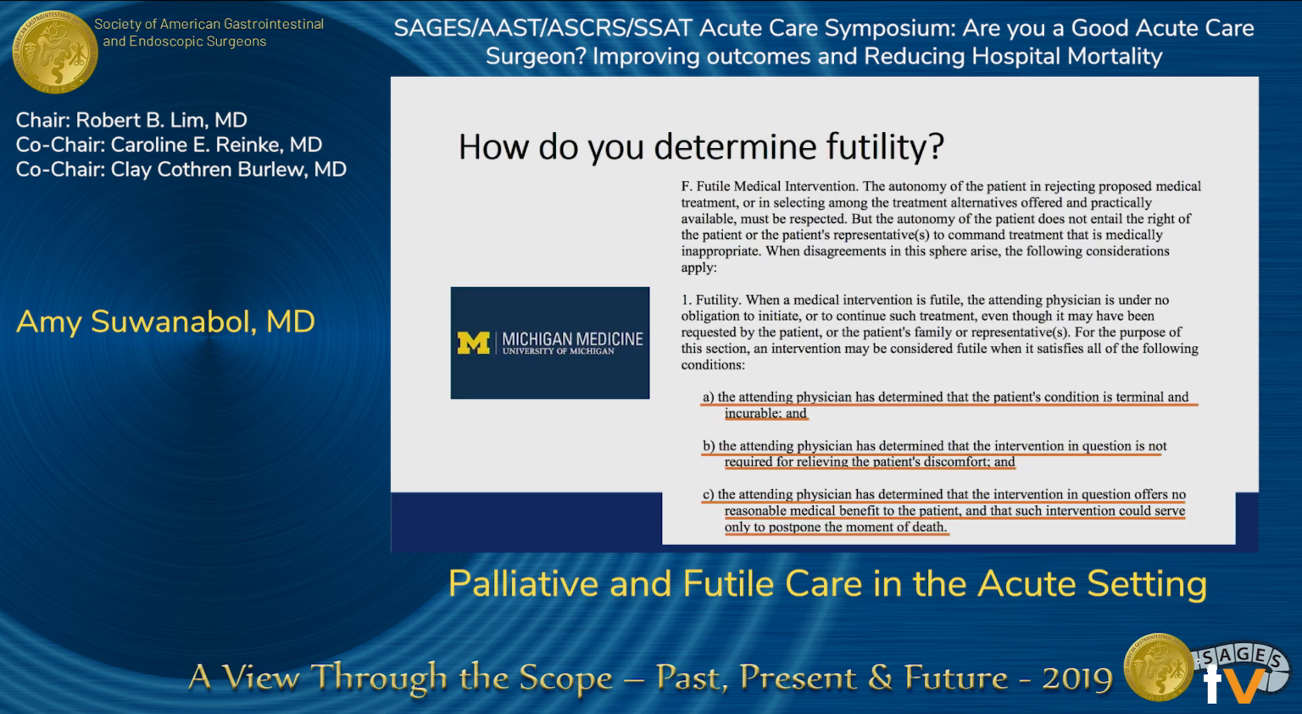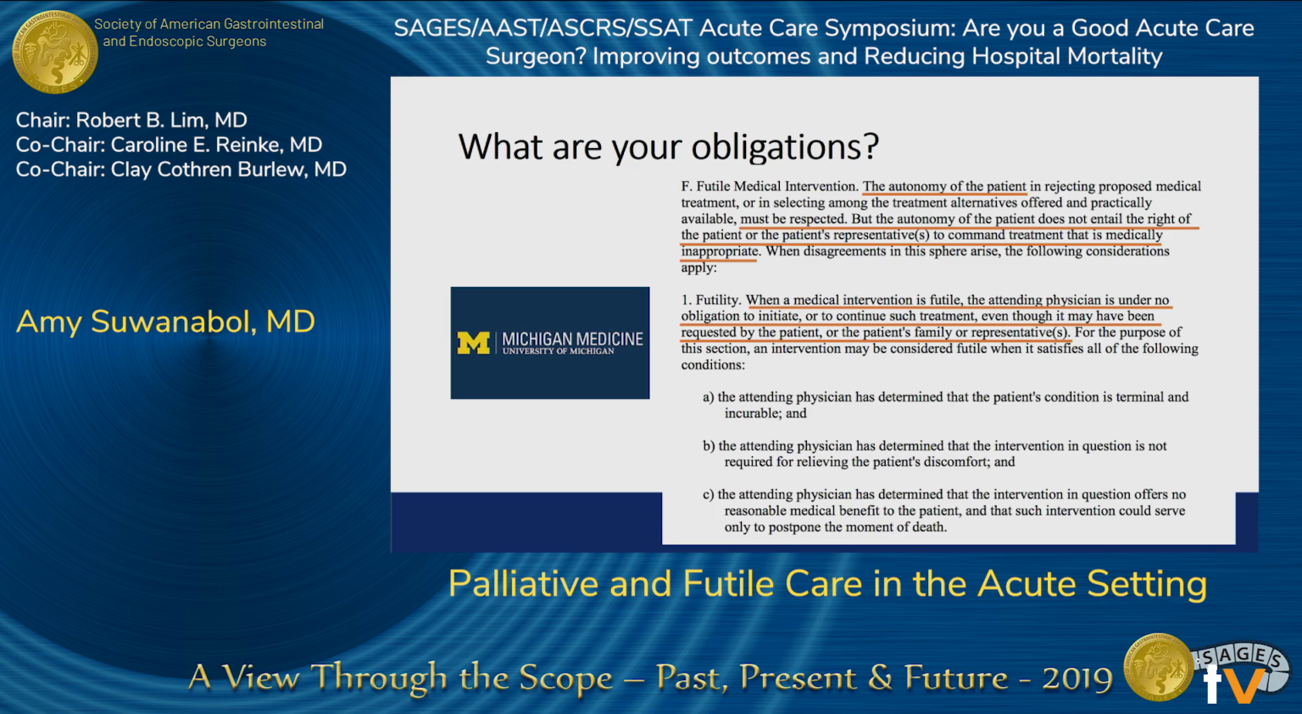In addition to using the probabilities of quantitative futility, what we should also consider is the context of the patient and the underlying illness. In addition to that, I will use an example from our own institution about our futility policy, where the attending physician has determined that the patient's condition is terminal or incurable, that the physician has also determined that the intervention in question is not going to improve patient's discomfort or symptoms, and that the intervention in question may also prolong the dying process.